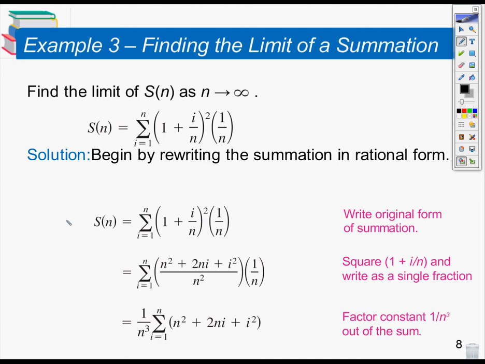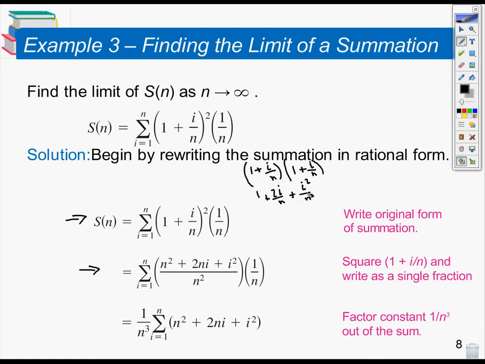Down here, the first step was just rewriting, and the next step is what happens when I square this binomial. It might not seem very apparent that this becomes this, so let me write that out: 1 plus i over n times 1 plus i over n. When you multiply the first terms, 1 times 1 is 1. Multiply the outside and the inside, you end up with 2i over n, positive. And when you multiply the last ones, you get i squared over n squared.